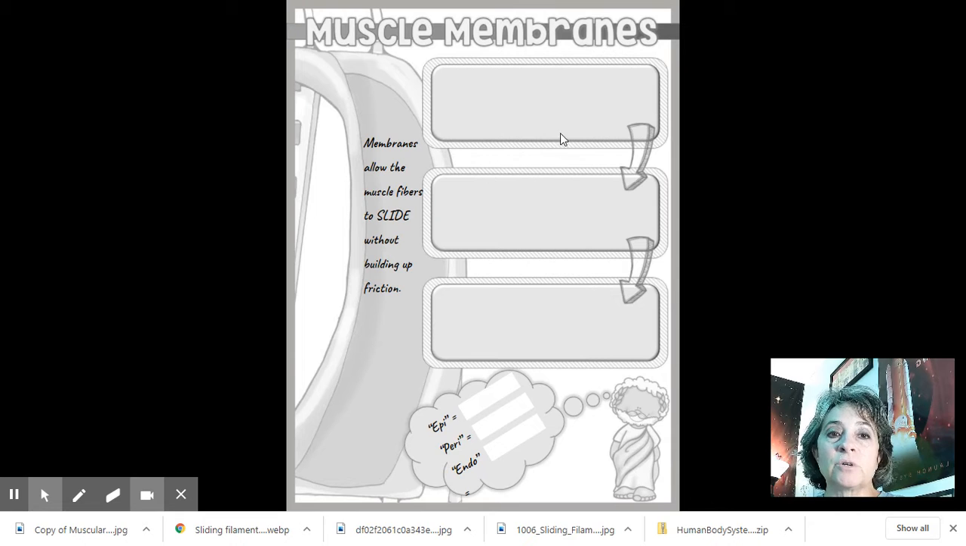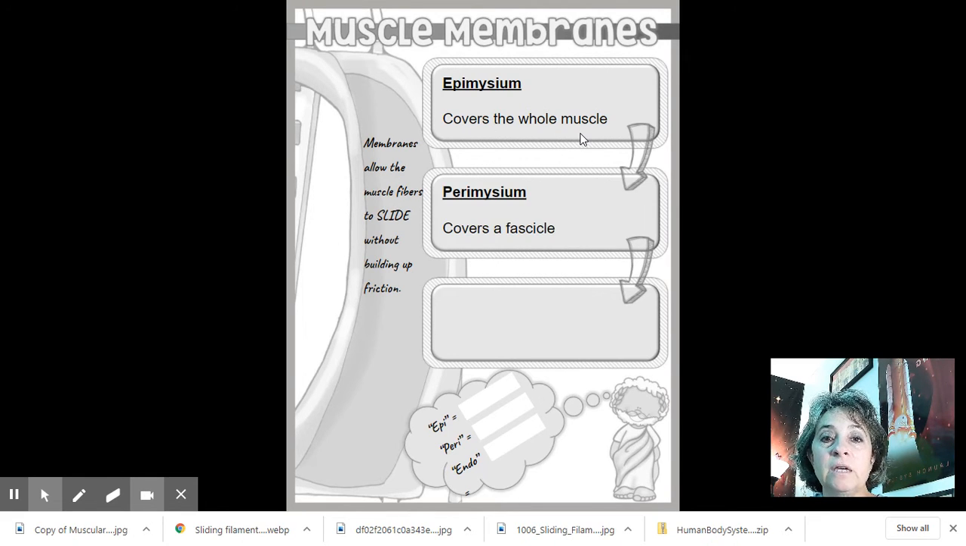This diagram is just a review of those three membranes I mentioned. It tells you here that membranes allow the muscle fibers to slide without building up friction. That's why we have these three different membranes, and that's unique to muscle tissue. When I say slide, this will make more sense in the next video. The outermost one, as we mentioned before, is called the epimysium. It covers the whole muscle. The inner one that covers the fascicle is called the perimysium.